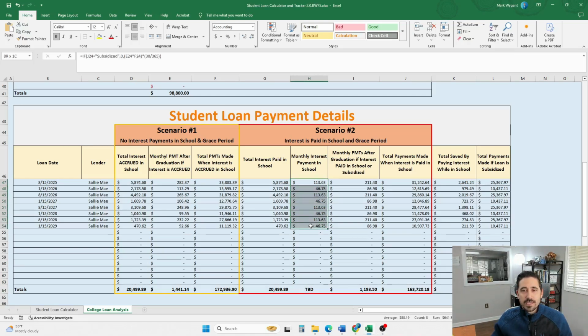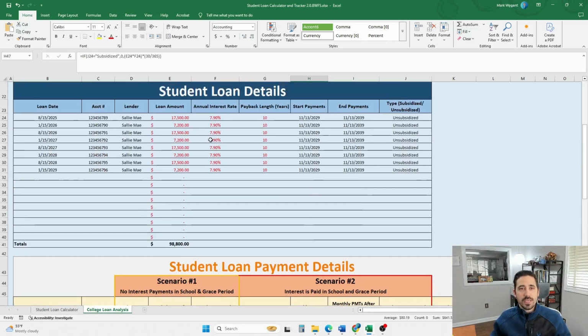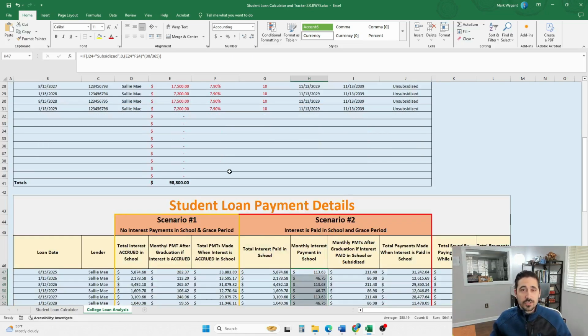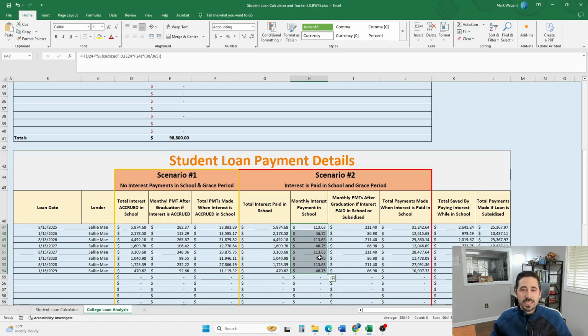If we're unsubsidized and we're going to pay the interest while we're in school, this is per each loan, okay? And you can see it makes sense why they're the same for each loan, even though we took them out at different times, because they're for the same amount and we had the same interest rate. Obviously, if we change the interest rate or change the amount, these numbers would change.